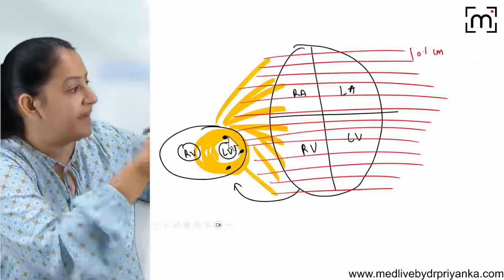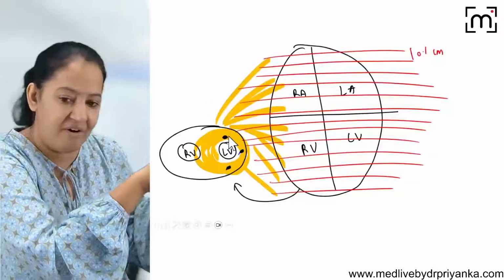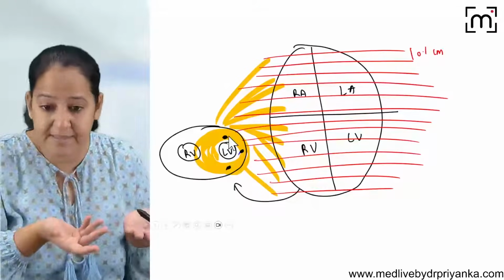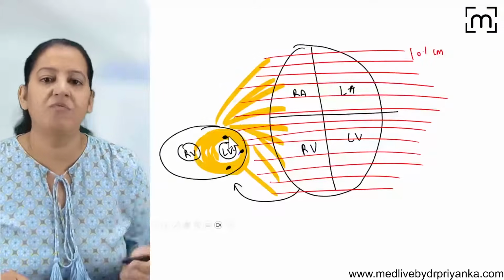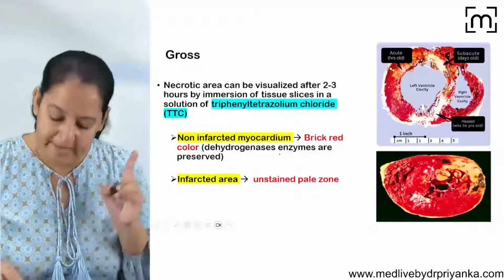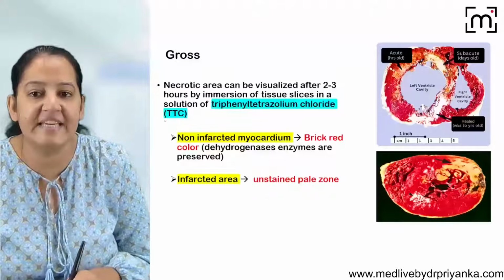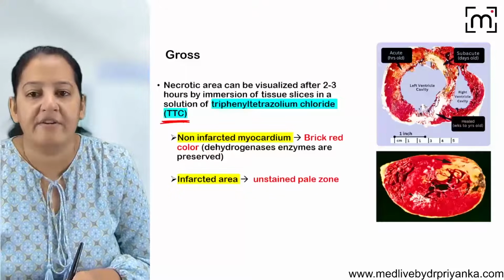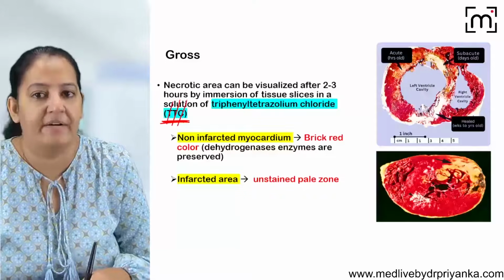This is the left ventricular lumen. In the wall of the left ventricle, I can't see any infarct, but there may be a very minute infarct which I can miss. We do not want that. So there is a dye, a stain available. The name of that stain is TTC. What is TTC? Tetraphenyl tetrazolium chloride.